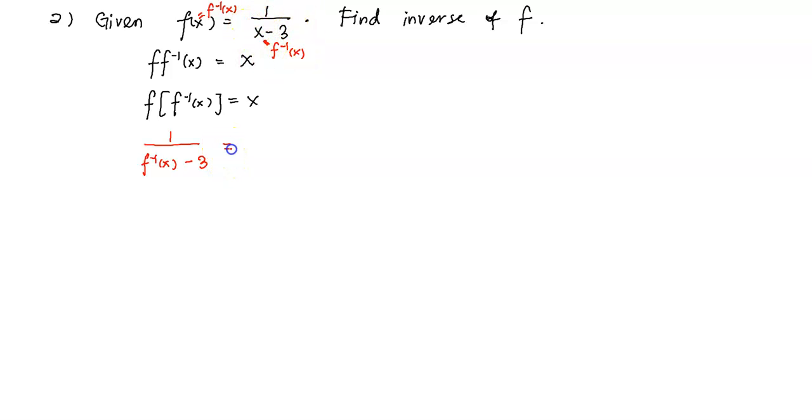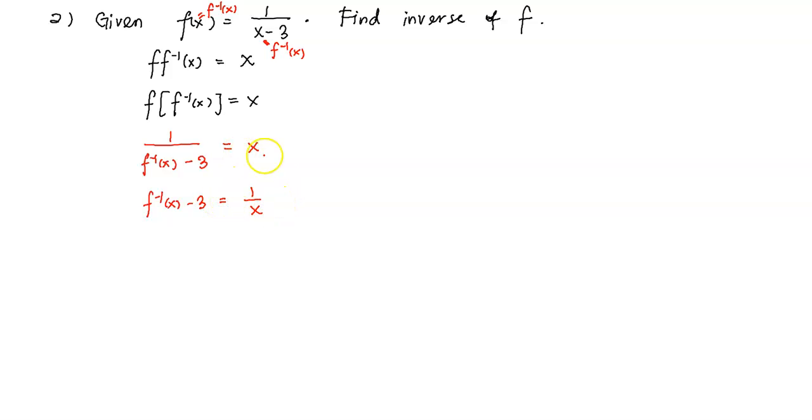All right, this is equal to x. So now I'm going to make f inverse the subject. Maybe you will say that I will move this all to the right side and move the x to the left side. So I will have my f inverse minus 3 equals 1 over x.